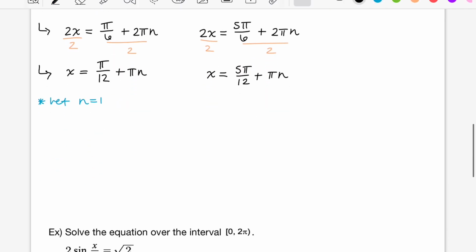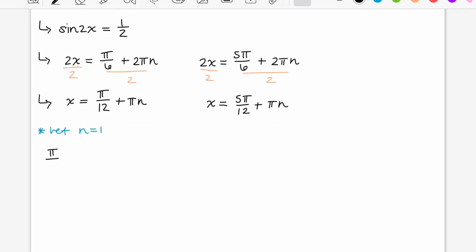So in this case, if we were to let n be equal to 1, we would get pi over 12 plus pi, which is going to be equal to 13 pi over 12. Now this is going to be in our interval from 0 to 2 pi. So this tells us that this is going to be a solution in our solution set.